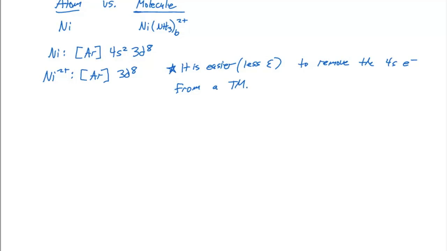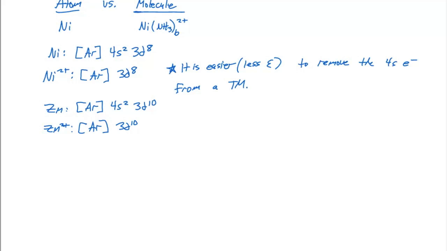So we can do the same thing for cobalt 2+ and zinc 2+. I'm going to go through and do zinc. If we looked at zinc as an atom, it's going to be argon 4s2 3d10. When we have zinc 2+, we have argon 3d10.